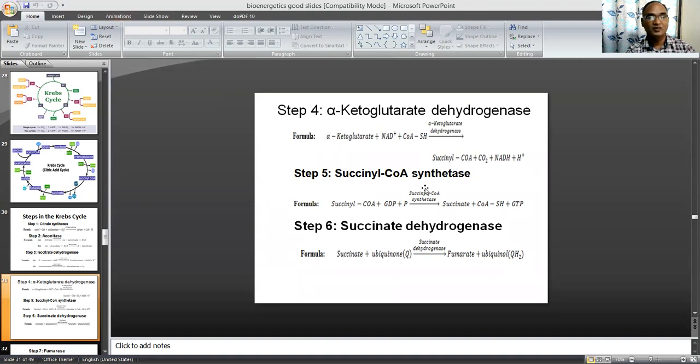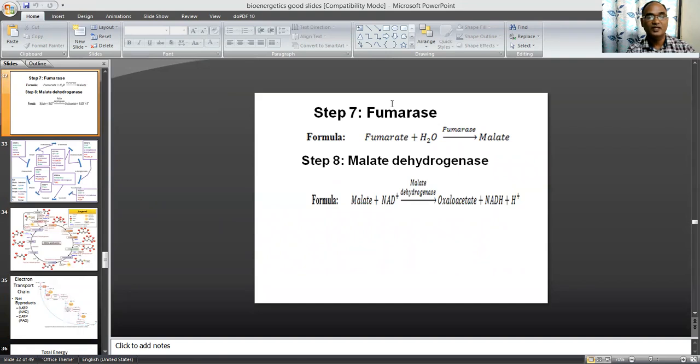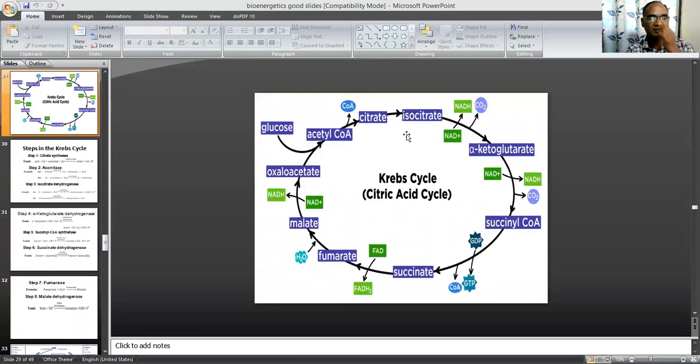And the fifth phase, succinyl CoA synthesis: the succinyl CoA plus GDP plus P form succinate and release CoA as an end product, and also GTP. And the sixth phase, succinate dehydrogenase: succinate and ubiquinone form fumarate and ubiquinol. And the seventh phase, fumarase: this fumarase combines with H2O, water, and forms malate. This malate again combines with NAD and forms oxaloacetate, and this is the end phase. So with these 8 phases, your Krebs cycle is completed, releasing 36 energy molecules for your working muscle.